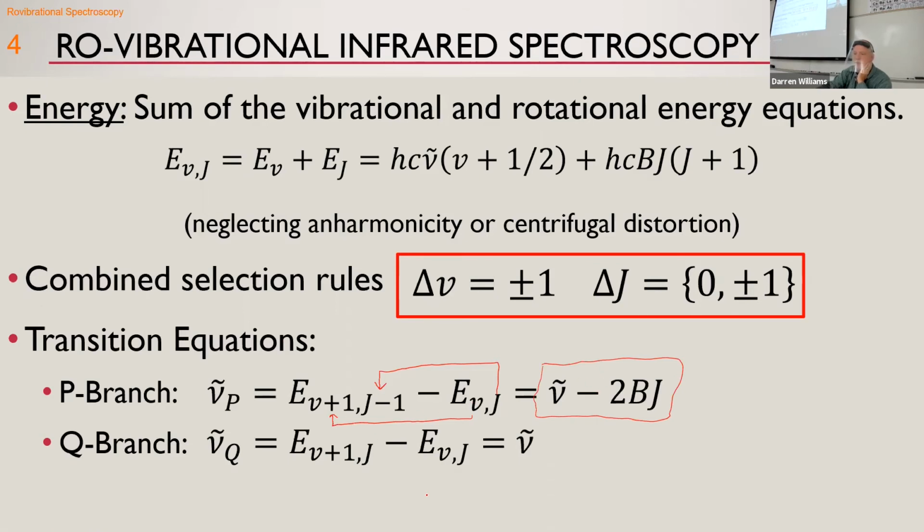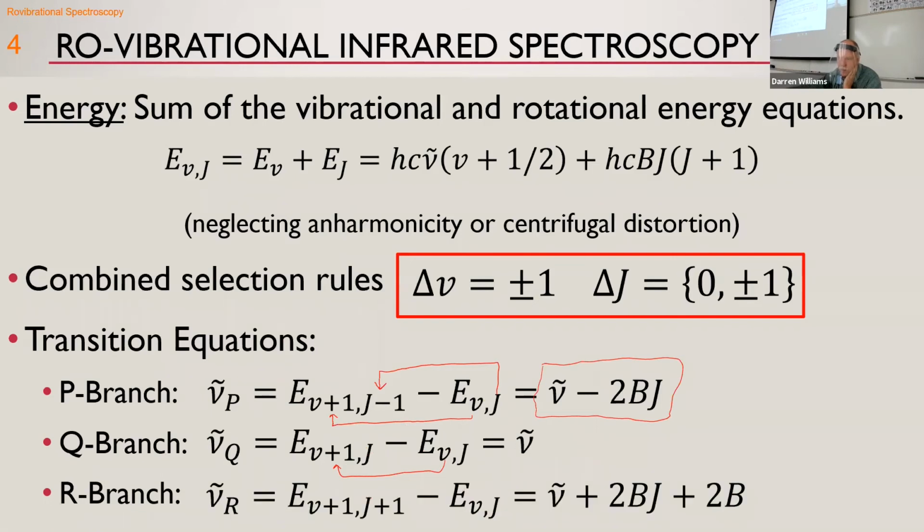And then for the Q branch, V is still going up by 1, but J is not changing, so it's J and J. And then for the R branch, I have V going up by 1 again, so it's a fundamental, and I have J going up by 1. In order to get this equation, I could put J plus 1 everywhere there's a J in this equation, and then subtract this equation where you just have J's. Multiply through, do the algebra, and you end up with this particular result.